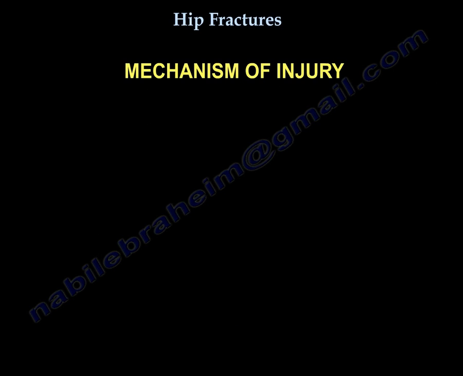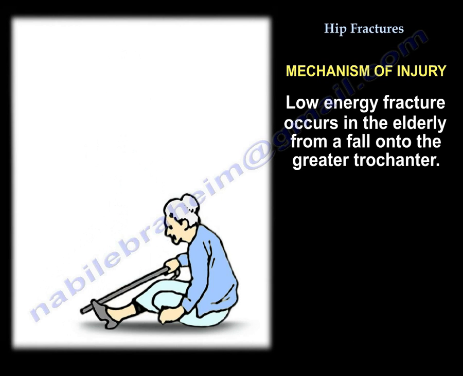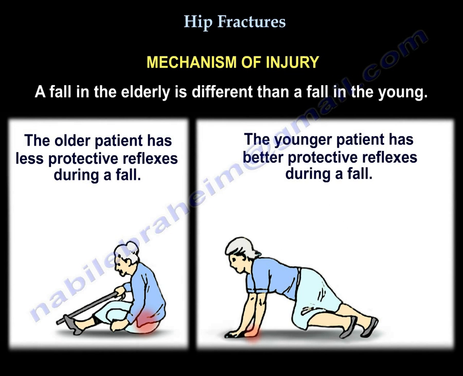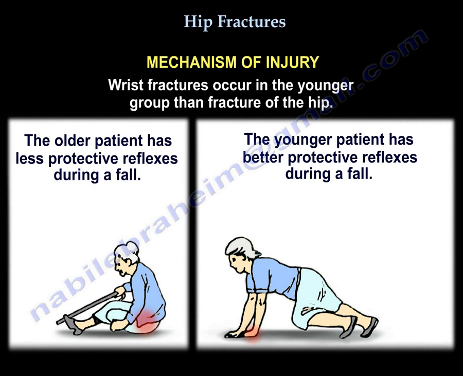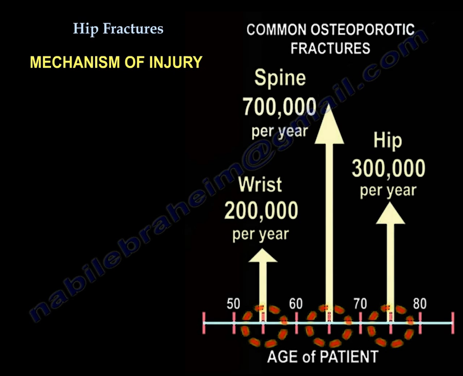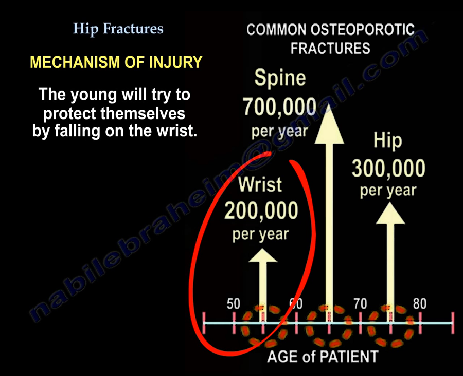The mechanism of injury. Low-energy fracture occurs in the elderly from a fall onto the greater trochanter. The fall in the elderly is different than a fall in the young. Wrist fractures occur in a younger group than the hip. Wrist fractures are followed by spine fractures, followed by hip fractures. So the young will try to protect themselves by falling on the wrist.